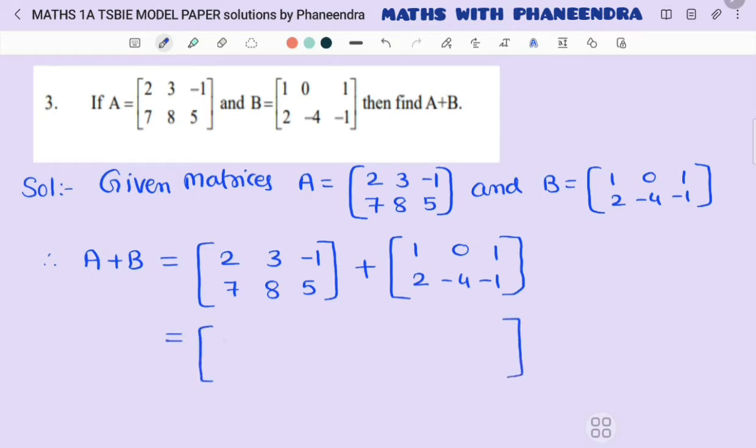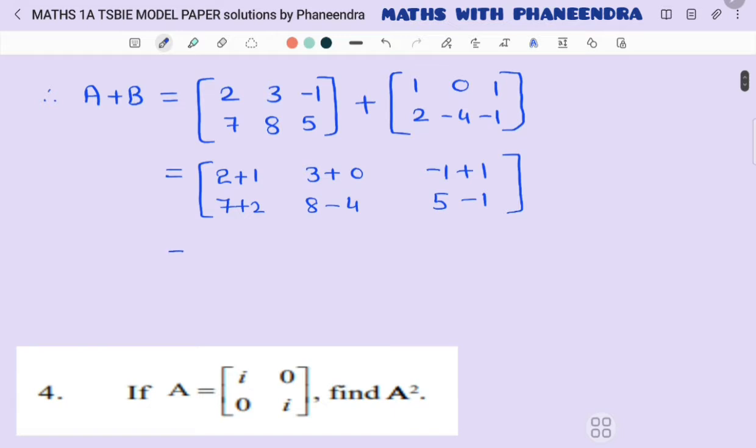So, corresponding elements you have to add: 2 plus 1, 3 plus 0, minus 1 plus 1, 7 plus 2, 8 minus 4, 8 plus into minus is minus, that is why, 5 minus 1. So, which is equal to 2 plus 1 is 3, 3 plus 0 is 3, minus 1 plus 1 is 0, 7 plus 2 is 9, 8 minus 4 is 4, 5 minus 1 is 4. Therefore, A plus B is equal to.